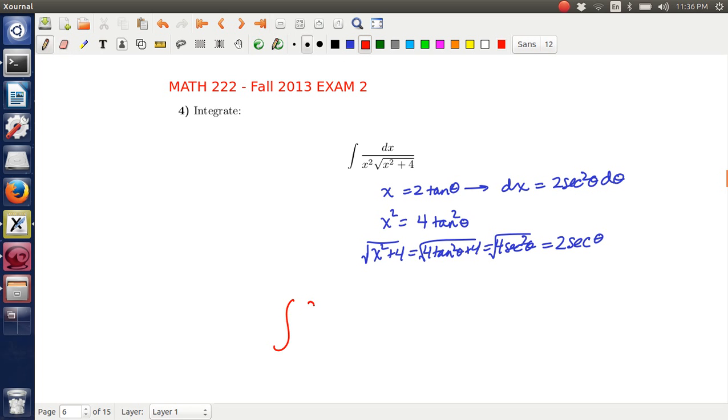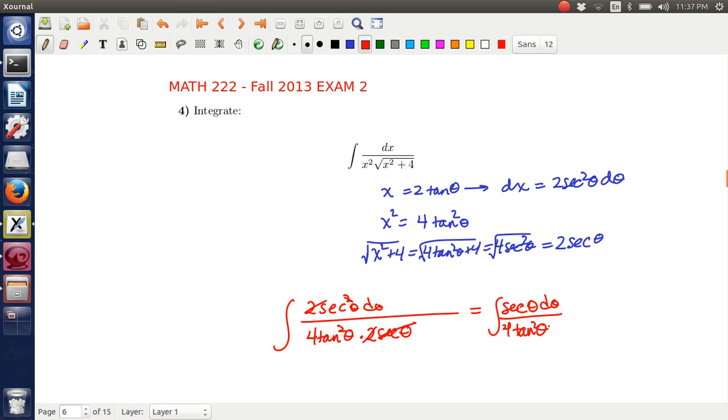And so the dx is 2 secant squared theta d theta, and x squared is 4 tan squared theta, and this square root mess is 2 secant theta. Okay, so luckily we can get rid of one of the secants and we can get rid of the 2. And then what do we have? Well, this is secant theta d theta over 4 tan squared theta.